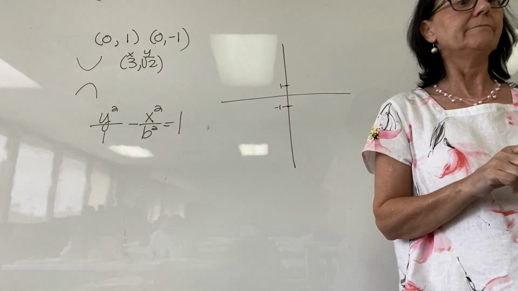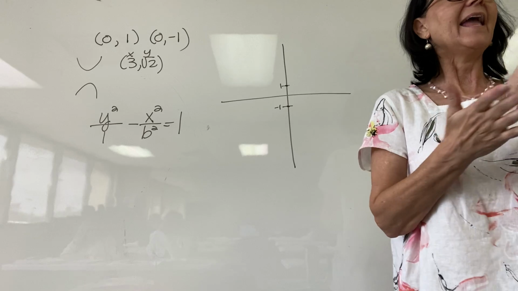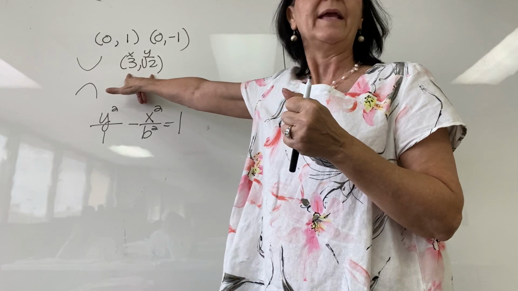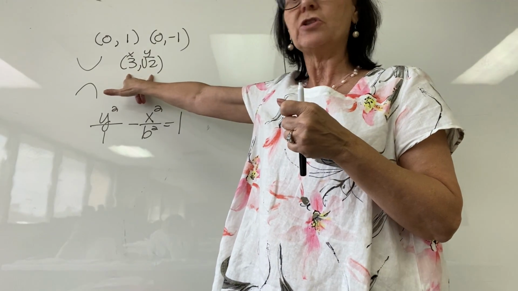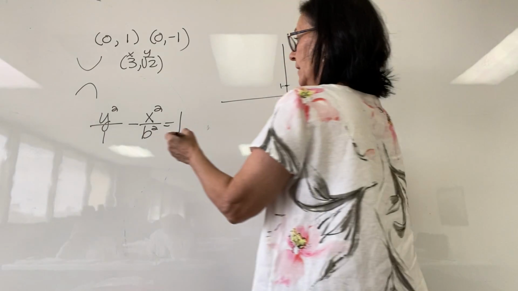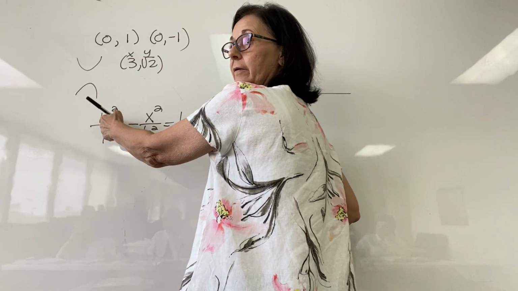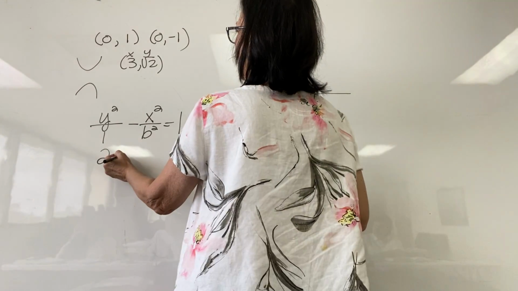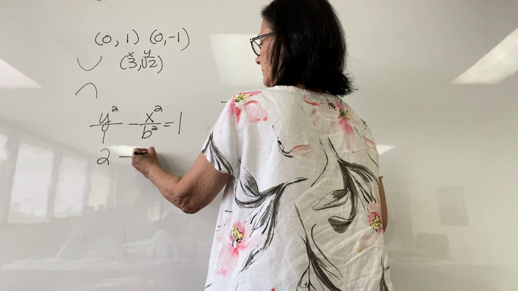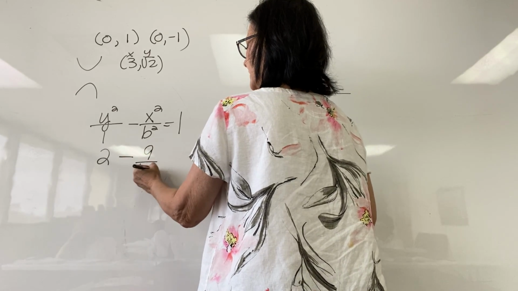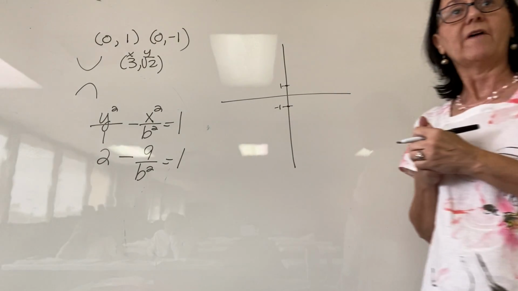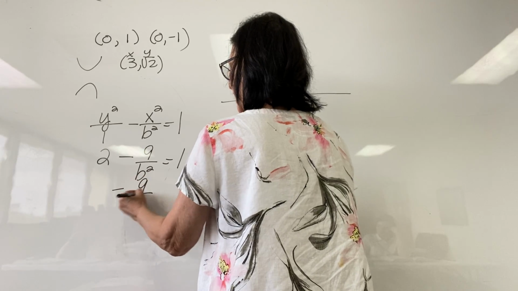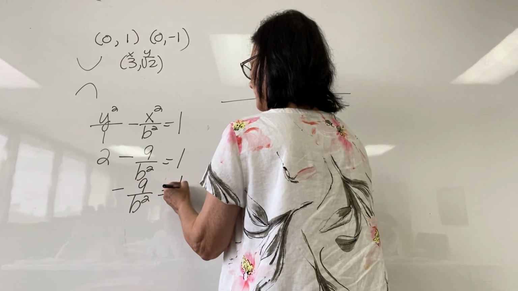Can I solve for B? I can't graph this without having both A and B. They gave me a point. I'm going to substitute that point in here and solve for B. All right, what's the square root of 2 squared? 2. It's 2. 2 over 1 is just 2. Minus 3 squared is 9. 9 over B squared equals 1. We'll divide by 2.